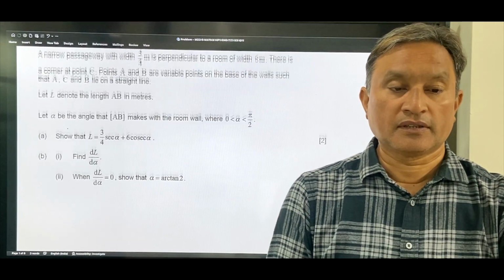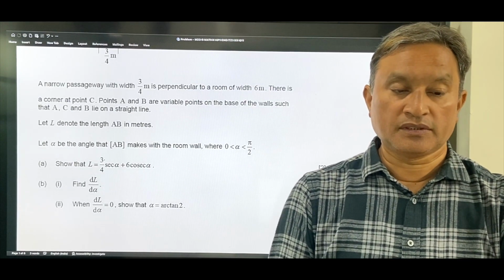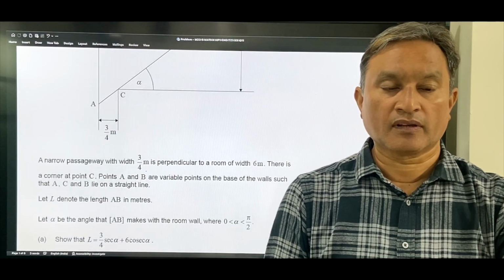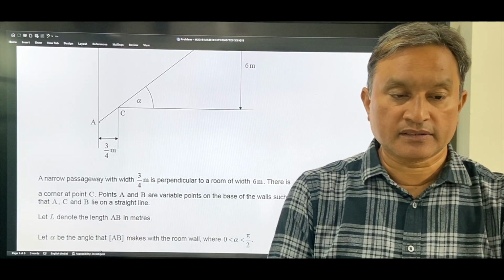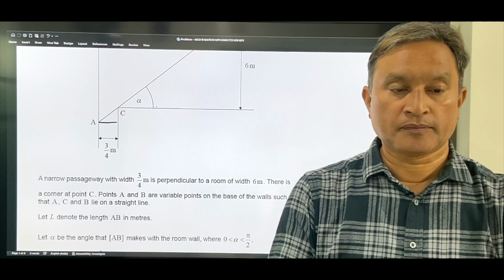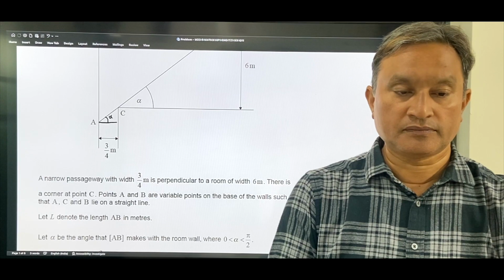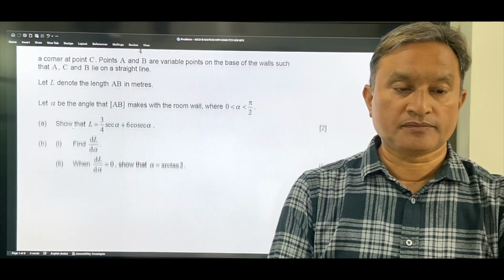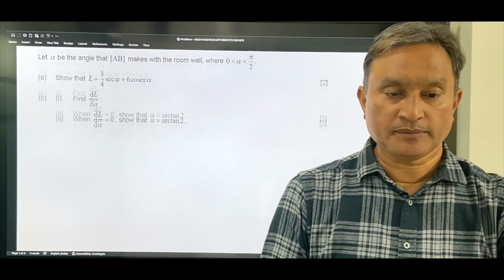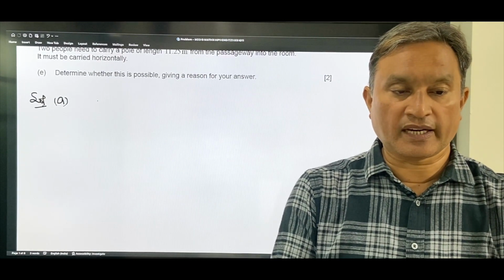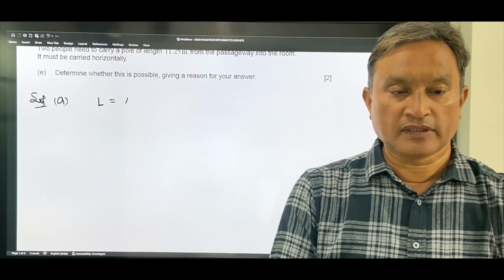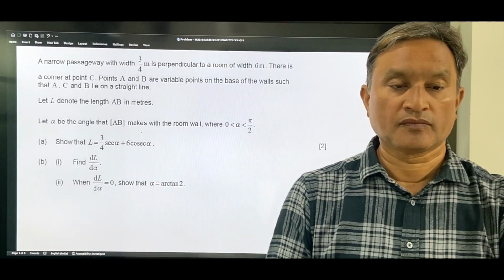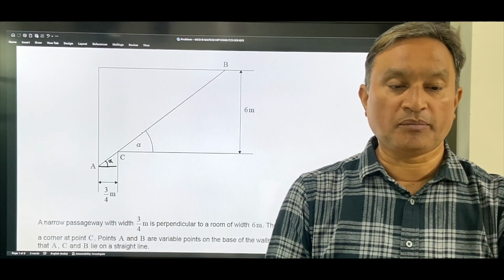So first we have to show that L equals 3/4 sec alpha plus 6 cosec alpha. We will be considering the two triangles. So this angle will also be alpha. In the question it is mentioned that L denotes the length AB. So we can write L equals AB equals AC and CB.